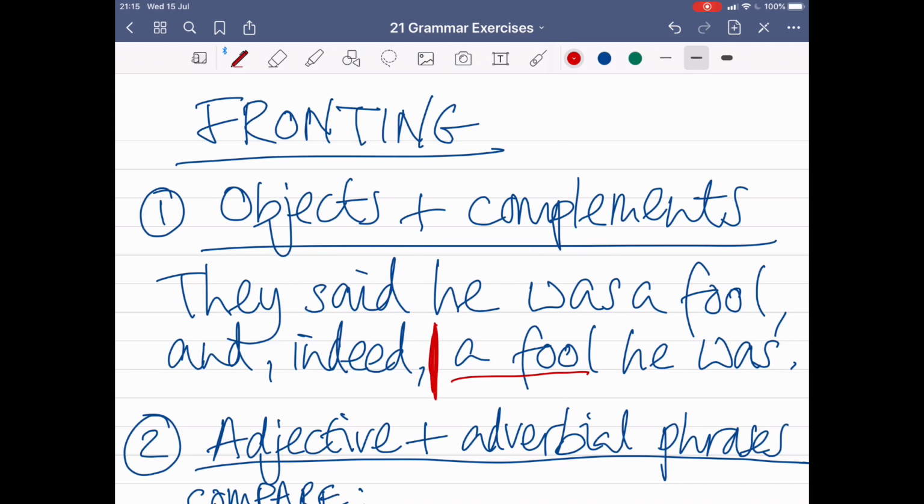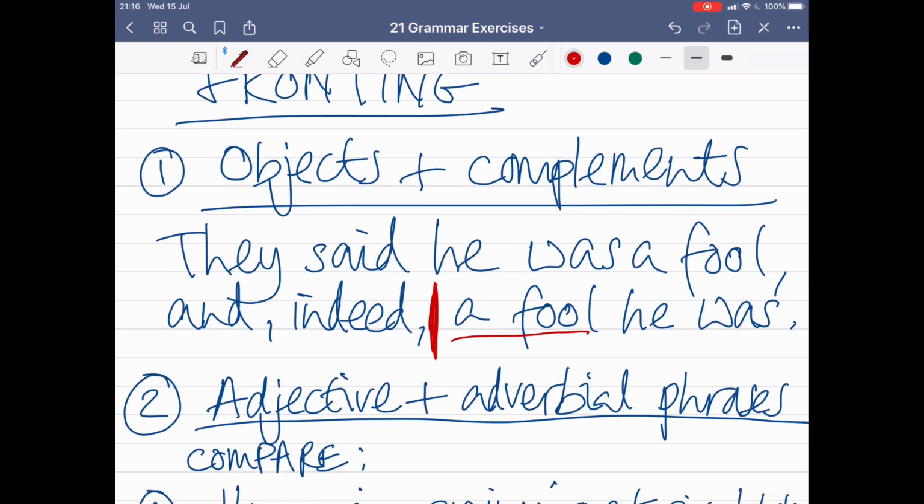When would you do that? You could do that if you were being dramatic, or you could do that for extra emphasis in a story. You can tell the difference. You can hear the difference, can't you? They said he was a fool, and indeed he was a fool. Boring. Okay. Number two.